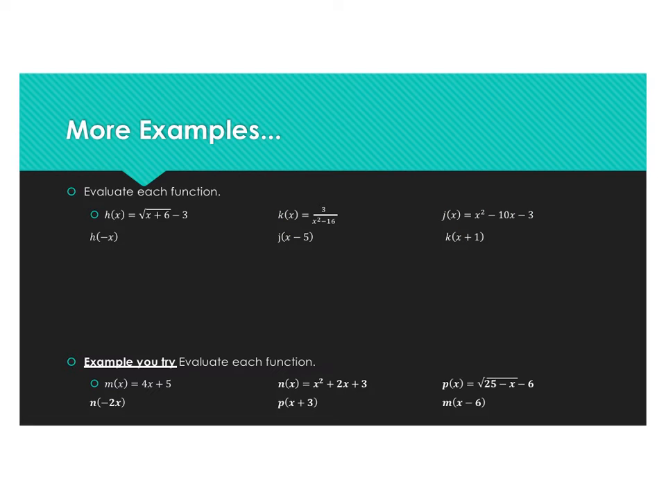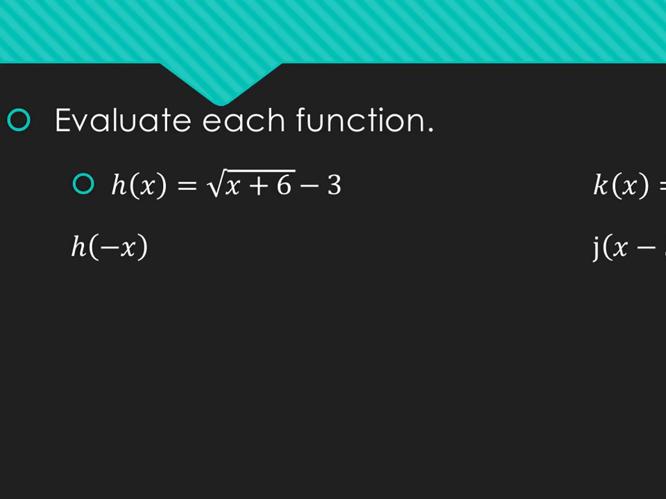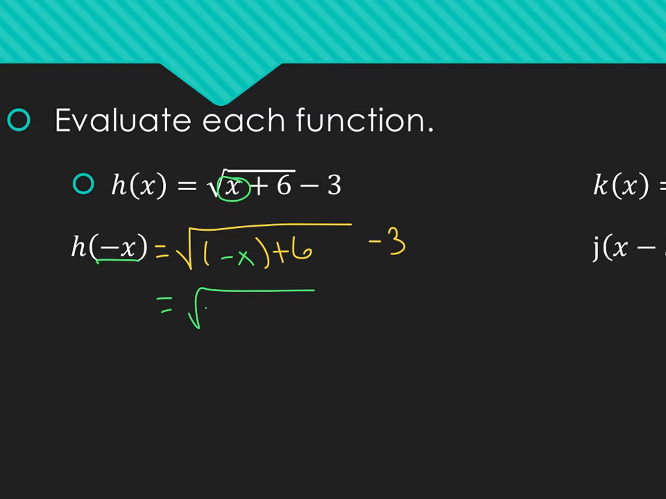Let's look at some more examples. Okay, so notice we're going to evaluate each function. The first example, we're going to find h of -x. So to evaluate h of -x, we are going to take our original function and take out the x. Notice the -3 is not under the radical. And we are going to replace this x with the -x and then simplify. In this case, you can't really simplify a whole lot. And so guess what? You stop. The end.